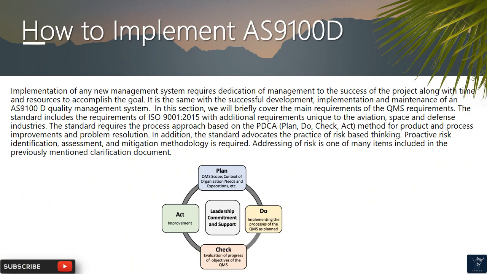How to implement AS9100. Implementation of any new management system requires dedication of management to the success of the project along with time and resources to accomplish the goal. It is the same with the successful development, implementation, and maintenance of an AS9100 quality management system. In this section, we will briefly cover the main requirements of the QMS requirements. The standard includes the requirements of ISO 9001:2015 with additional requirements unique to the aviation, space, and defense industries.